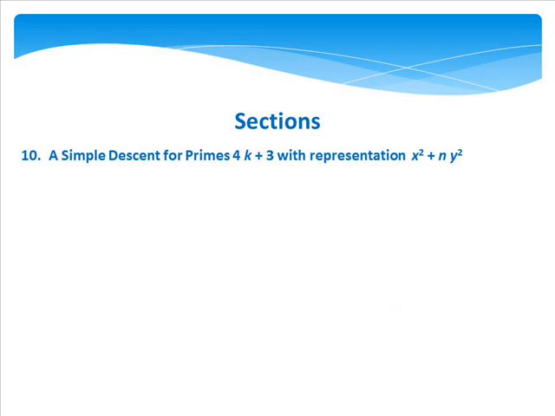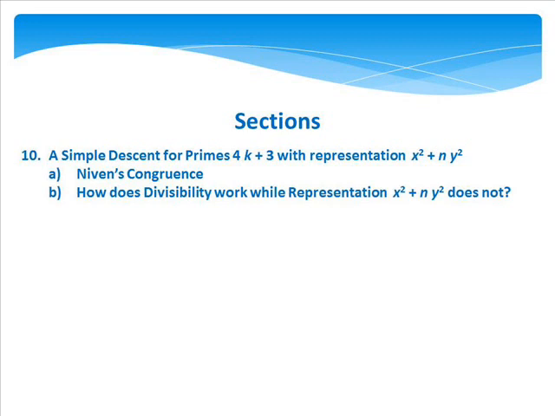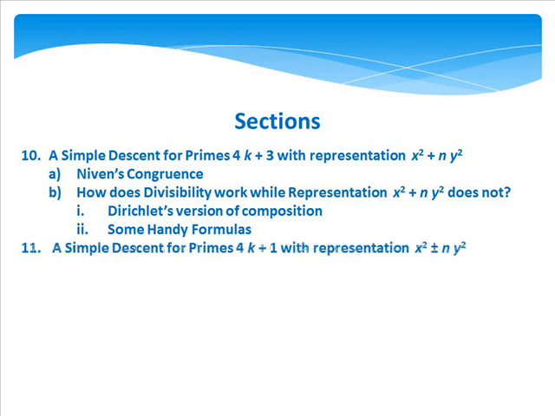In section 10, we will explore the application of the simple descent method, previously discussed, to primes of the form 4k plus 3, utilizing the representation x squared plus n times y squared. This will involve employing Nevin's congruence and subsequently analyzing the disparity between the applicability of divisibility and representation. Specifically, we will examine the Dirichlet version of composition and introduce a couple of handy formulas for further elucidation.